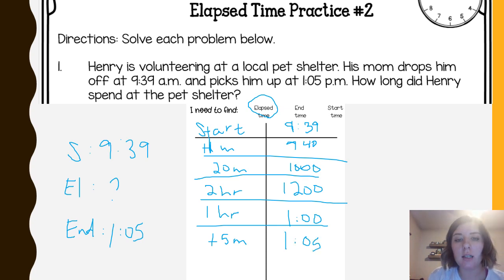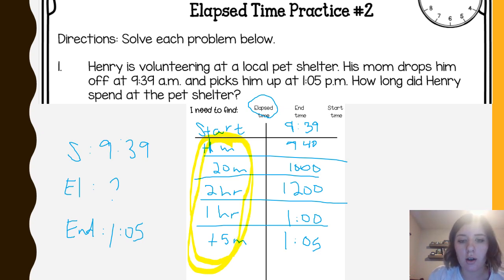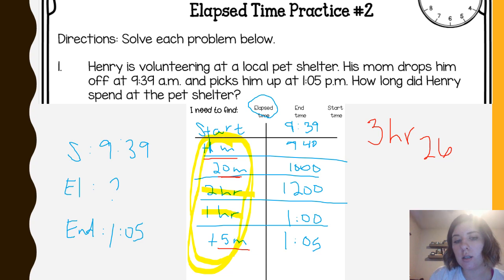To find the answer of how much time has passed, we need to look over here and see everything we've added to it. So I can see 2 hours plus 1 hour. I'm going to start with the hours. That's 3 hours. Then I've got 5 minutes, 20 minutes, and 1 minute. Okay, so 20 plus 5 would be 25, plus 1 more would be 26, 3 hours and 26 minutes.